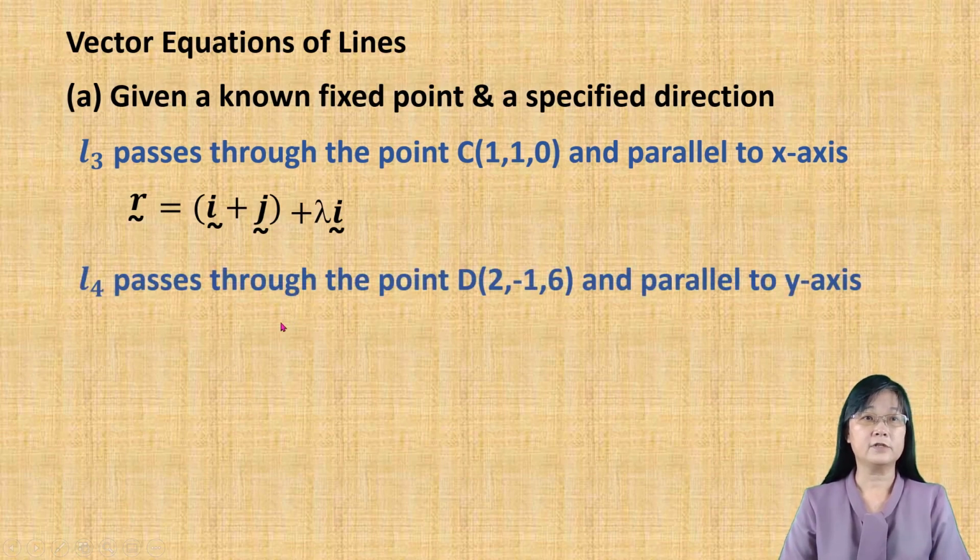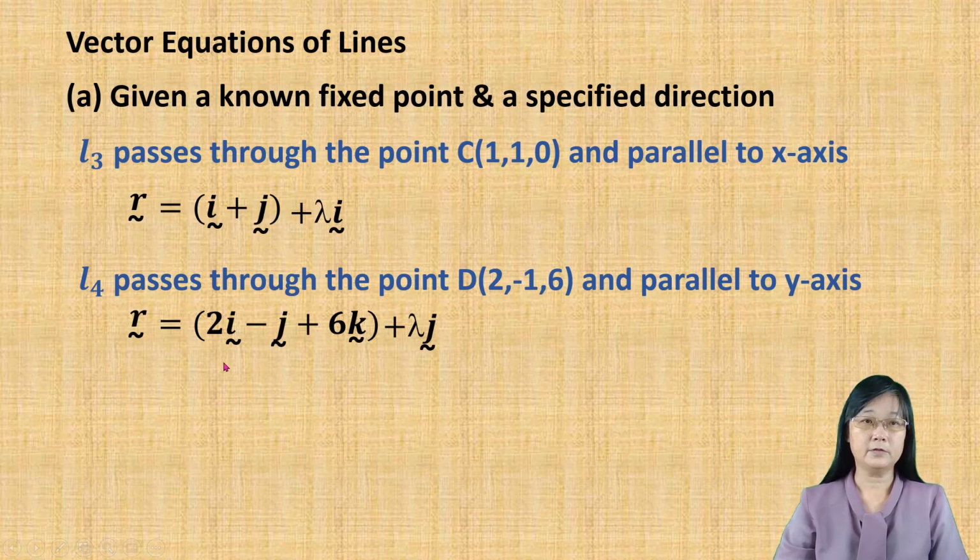Then for straight line L4, L4 passes through the point D and is parallel to the y-axis. The unit vector for the y-axis is j, and on the y-axis, x and z are equal to 0. So the direction vector is j. When we sub into the formula, this is the position vector of the point, this is the direction vector, so this is the vector equation of line L4.